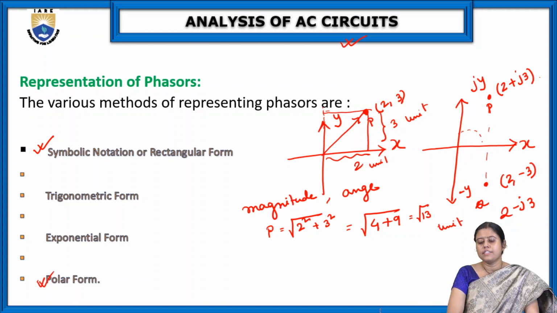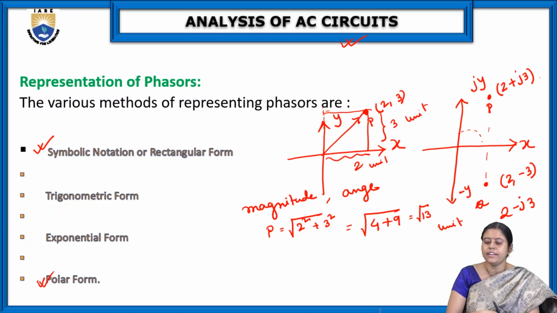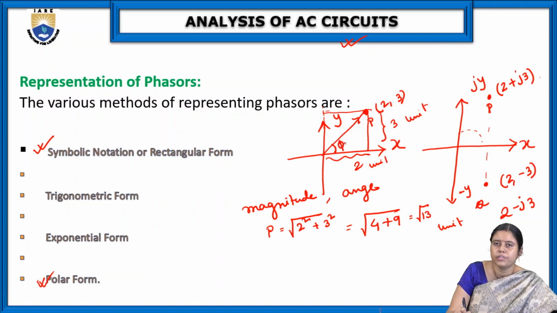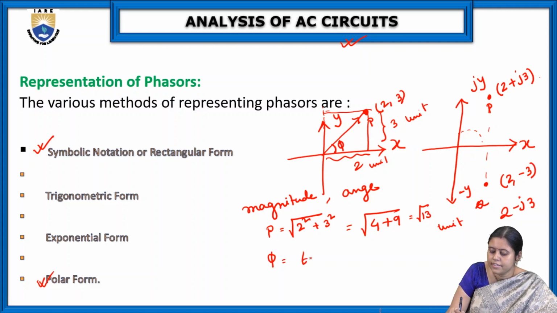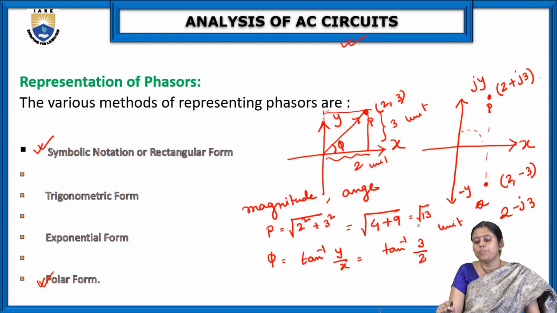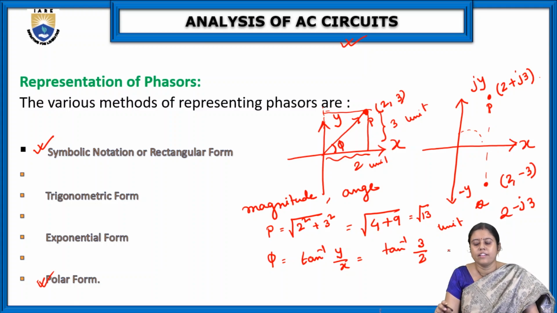2 square plus 3 square is equal to root 13 unit. What is the angle phi, which is known as the phase angle? From the circle, we can write tan inverse y by x, tan inverse 3 by 2. So this is the magnitude, and this is the angle.